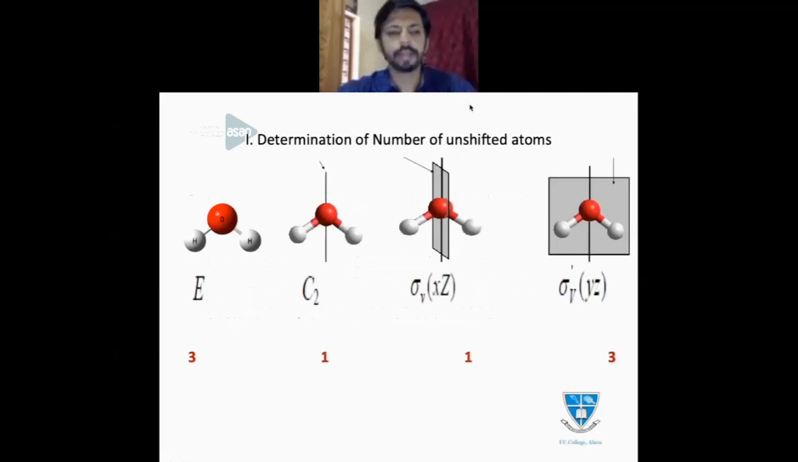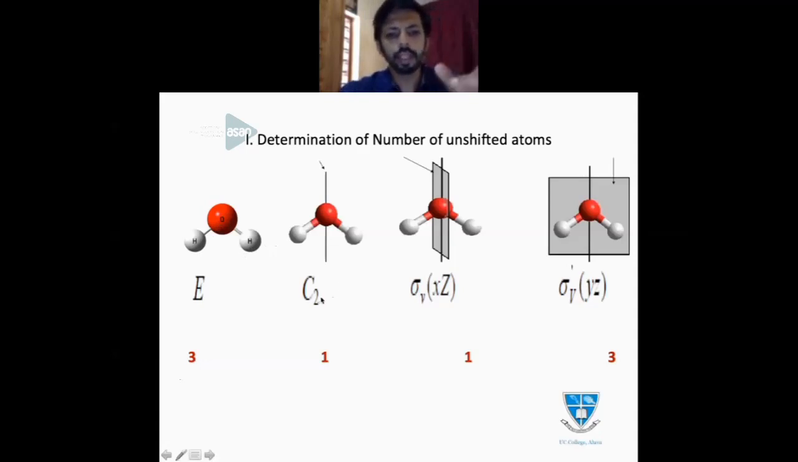Here we can see that in the C2V point group, the symmetry elements are E, C2, sigma V XZ, and sigma V YZ. These are the symmetry elements in the C2V point group. We have to determine the number of unshifted atoms in each operation. E means we are doing nothing, so these three atoms, the oxygen atom and the two hydrogen atoms, are unshifted. So the number of unshifted atoms is 3.